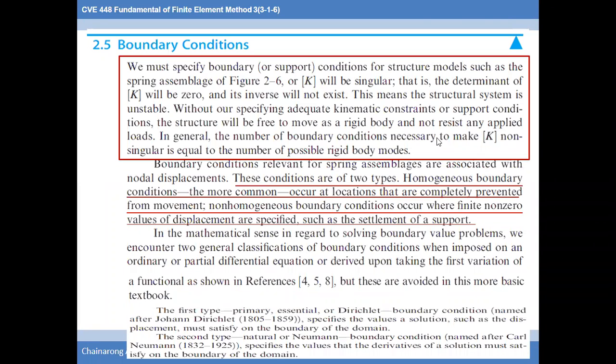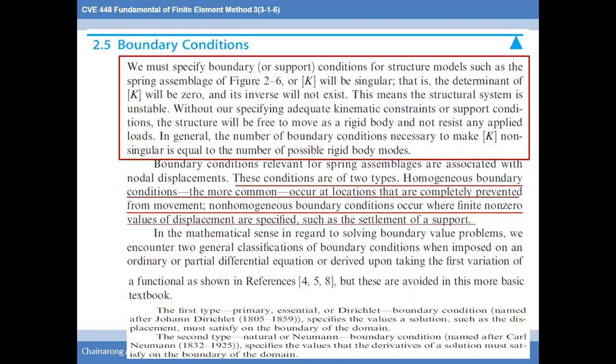In this video we will move to consider the boundary condition of the finite element system. From the last video, we already formed the global stiffness equation of the problem, as we obtained the global element stiffness matrix already. But after we have the equation, we cannot directly solve it.